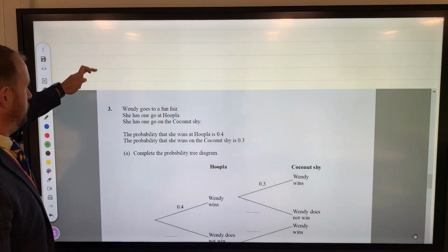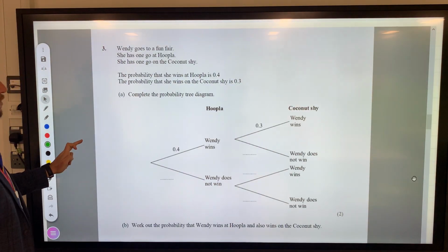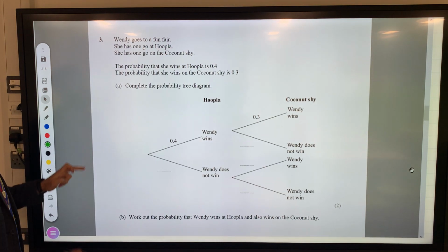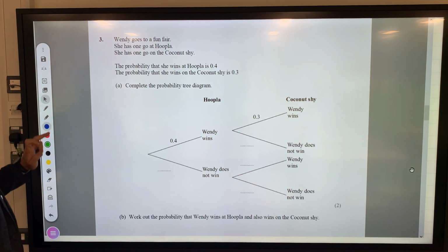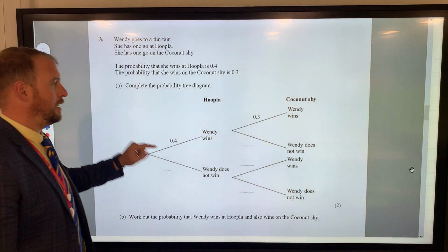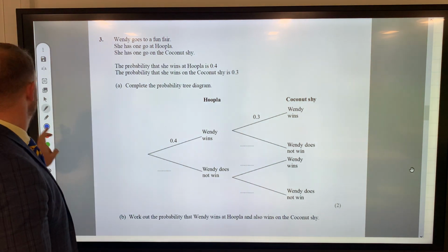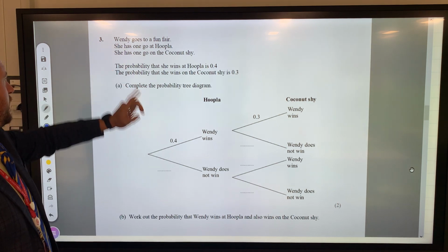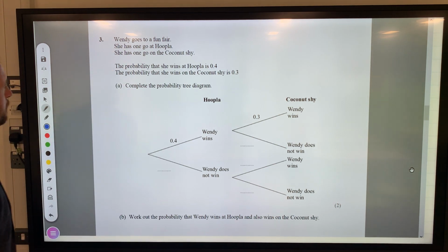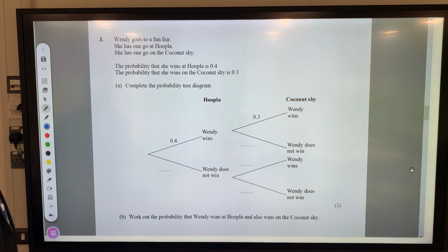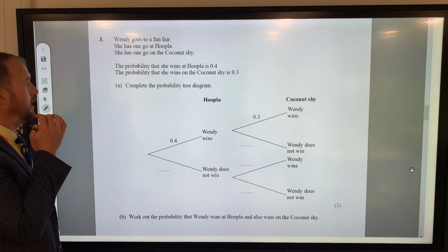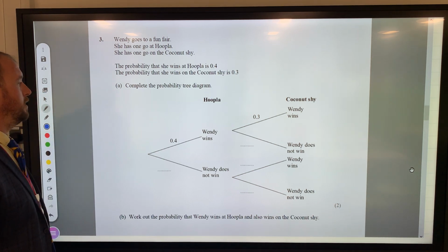Second style looks very similar with the trees. However, you will now see we have decimals. Similar rules though, they both have to add up to make 1. Now I've got Wendy goes to a fun fair. She has 1 go at the hoopla and she has 1 go on the coconut shy. The probability that she wins at hoopla is 0.4 and the probability she wins at coconut shy is 0.3. Complete the probability tree diagram.